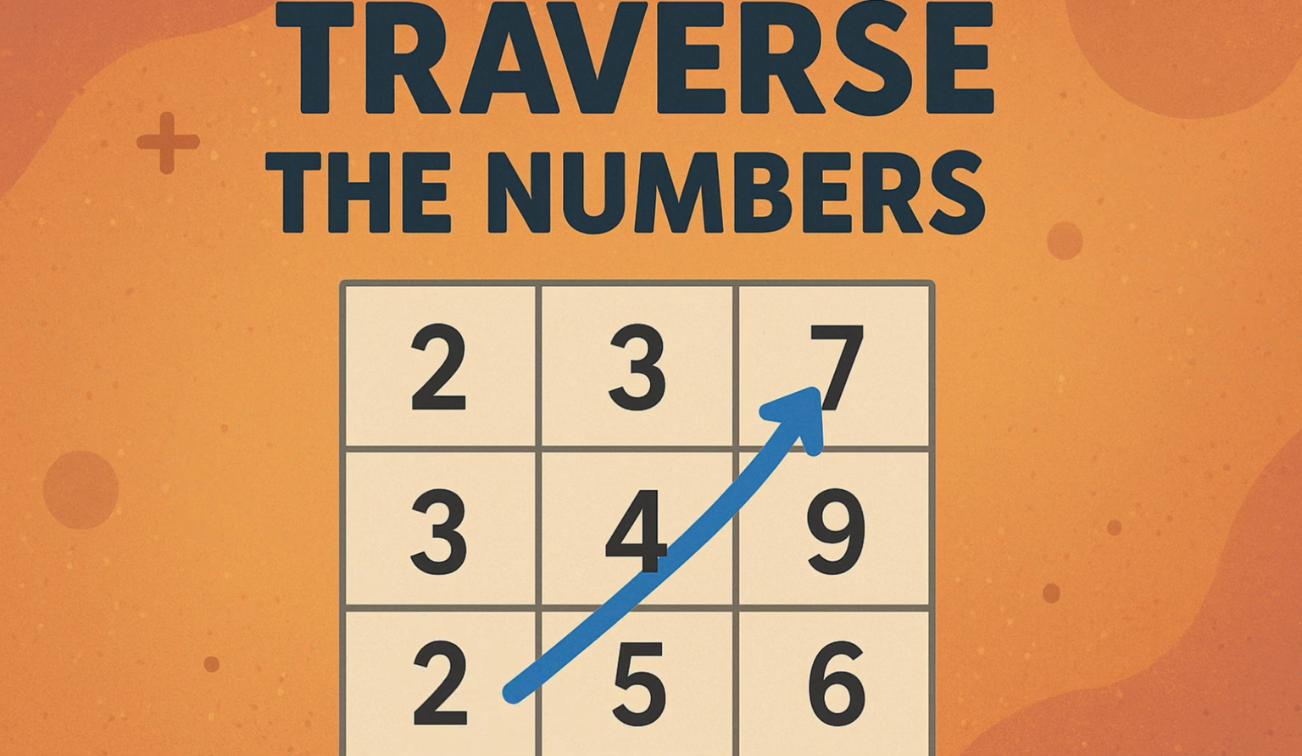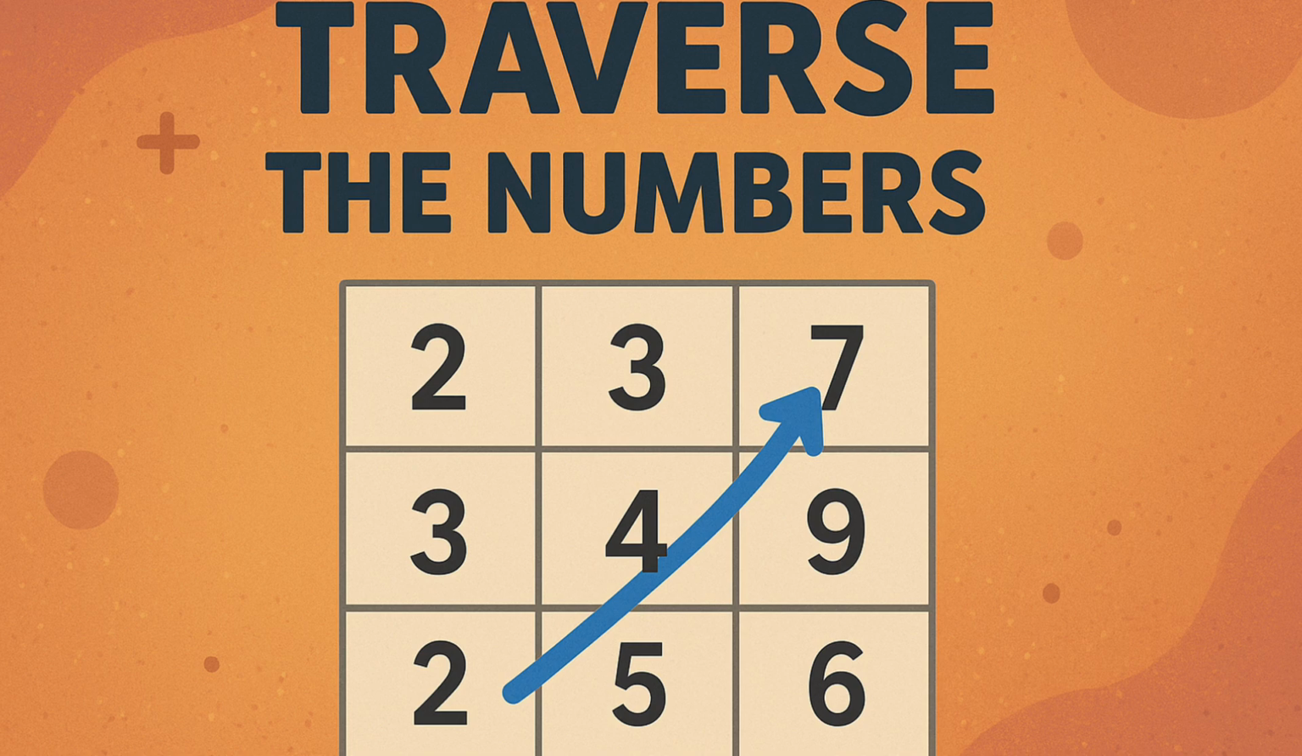Hello, everyone. Welcome to Traverse the Numbers, a fun puzzle game that combines math problem solving with logical pathfinding. Let me show you how it works. This game is built on two main parts. The first one, every cell in the grid contains a math problem. And second, there's a path rule that tells you which number you are allowed to step on as you move from the start to the end.